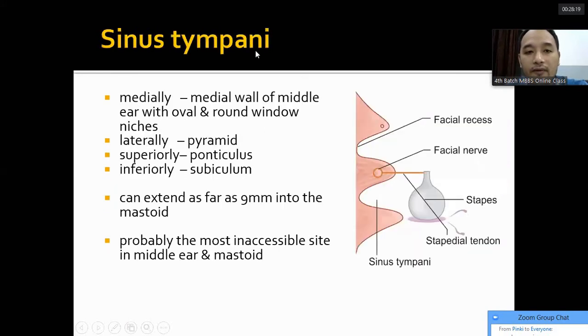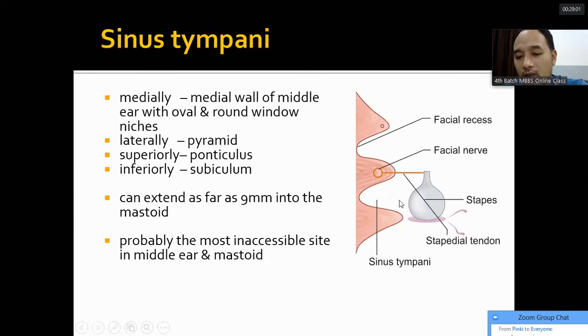Now again another cavity, the sinus tympani. Medially is the medial wall of the middle ear, and lateral is the pyramidal eminence, superiorly are the ponticulus and subiculum. The ponticulus and subiculum are nothing but bony ridges in the medial wall of the middle ear cavity, and this can extend deep up to 9 millimeter into the mastoid. This is the sinus tympani. This is the pyramidal eminence. This is the facial nerve. The facial recess is lateral to the pyramidal eminence, and the sinus tympani is medial to the facial nerve.